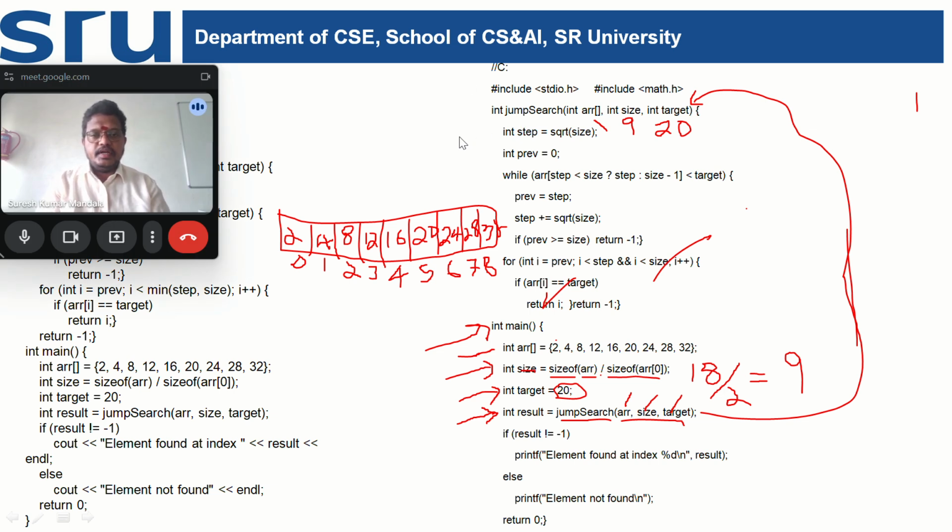Next, after assigning these values, observe these steps carefully, then only you can understand it easily. What is the size you are having? The size is 9. What is the square root of 9? That is 3. In the step we will store the value 3. All of you know the square root of a number. Then I am declaring one more variable, int previous, which will be stored with 0. Next we are performing the while condition.